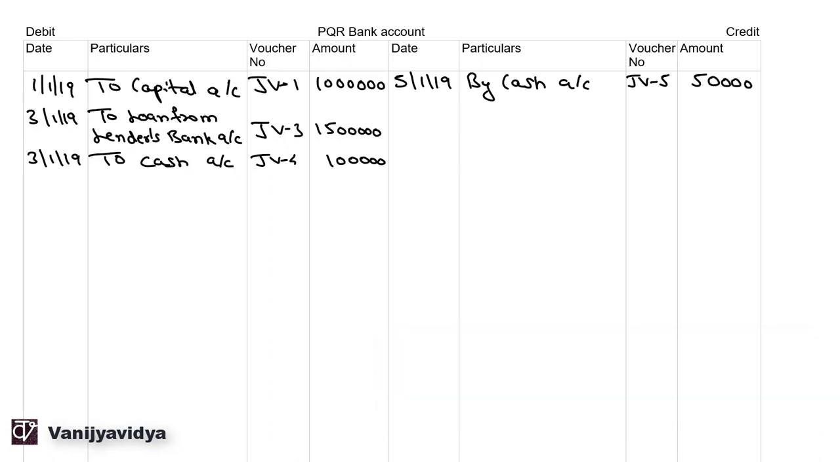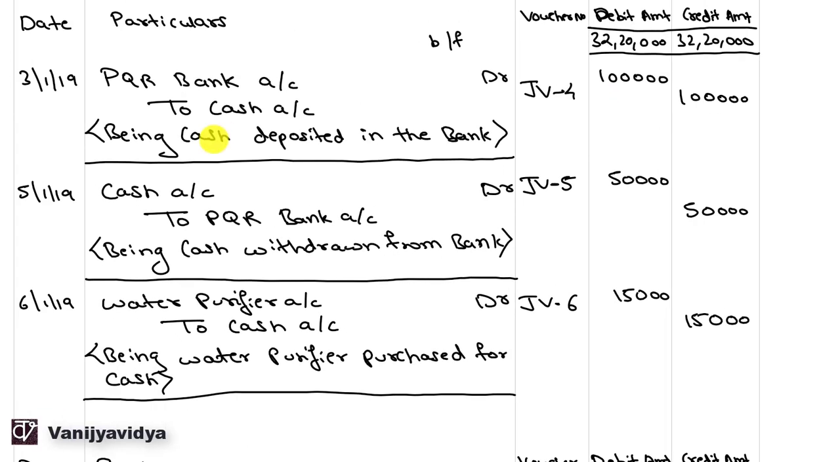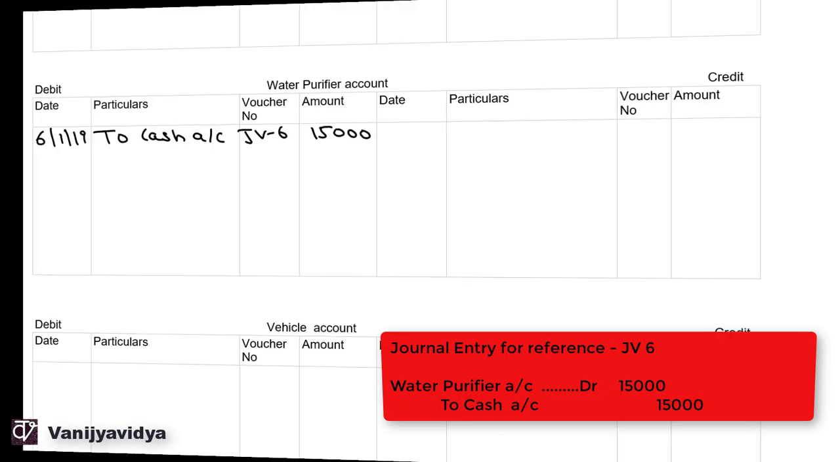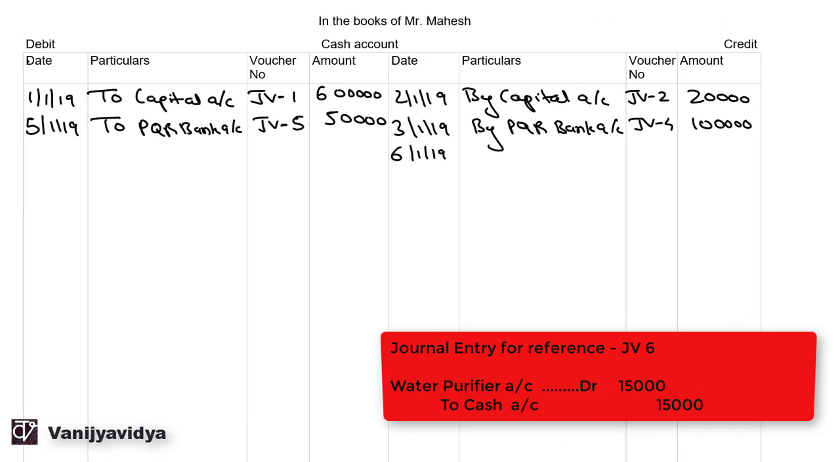Now let's move on to the next journal entry. 6th Jan 2019, water purifier account debit 15,000 to cash account 15,000, JV6. So one impact will be on the debit side of water purifier account and one more impact will be on the credit side of cash account. Let's post this journal entry. So on the debit side of water purifier account 6 Jan 2019 to cash account JV6 15,000. To the credit side of cash account 6 Jan 2019 by water purifier account JV6 15,000.